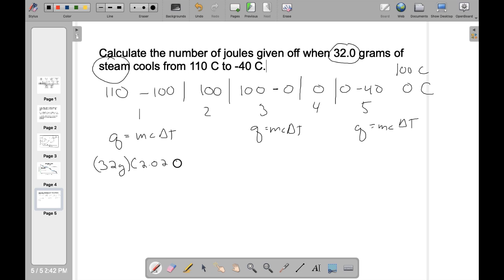2.02. Now, I write it like this to sort of help us visualize what we're doing here. Gram times Celsius. That's really what that is, 2.02 joules per gram Celsius. Sometimes people write it like 2.02 joules per gram, and that's totally fine. But I think if you look at it this way, it helps you understand why the units cancel out. Now let's look at the temperature change, which is 10. Okay. And this is 10 Celsius. So yet again, the Celsius is going to cancel, the grams are going to cancel. I'm going to end up with joules.